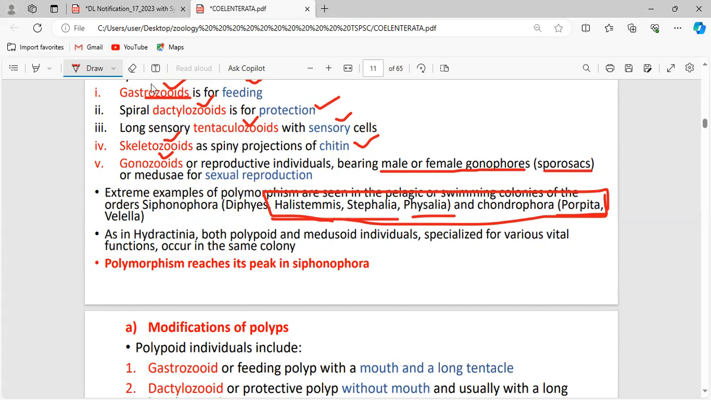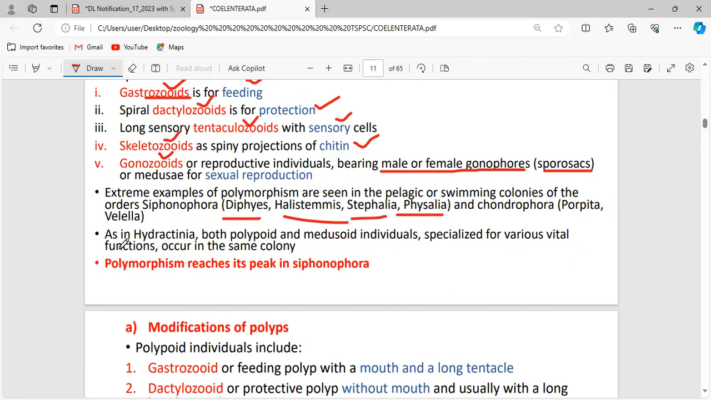So you have to be aware of the technical terms, so that it will be easy for you to understand when they write the question of which organism is placed in which phylum. If they ask about corals, it is there in the syllabus, so you know corals are placed in Coelenterata. If they ask about Diphyes, Halistemma, Stephalia, Physalia and you do not know, if you are not aware of these names which come under the Coelenterates, definitely you are going to lose the question. That is why be aware of these technical terms, these organisms placed under Coelenterata, so it will be easy to answer those questions.